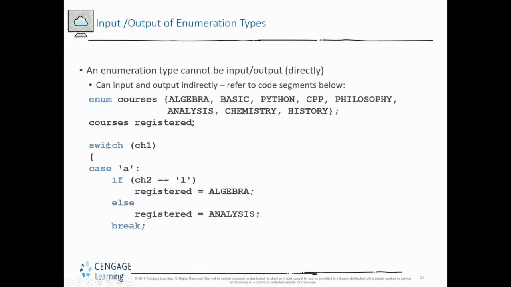All right. So then they're doing a switch. Oh, sorry. Courses registered. Remember, here's courses. Right. So in courses, we have 1, 2, 3, 4. We have 8 values. We're then declaring a variable on courses, and we're naming it registered. So registered now can use any of these 8 values. Okay. And how are we going to determine which one was selected? See here, it can't be input output directly, but here's how it's done indirectly.